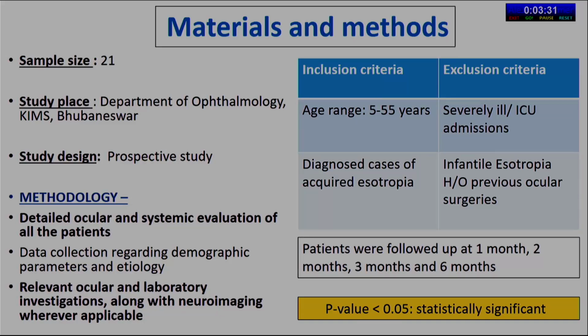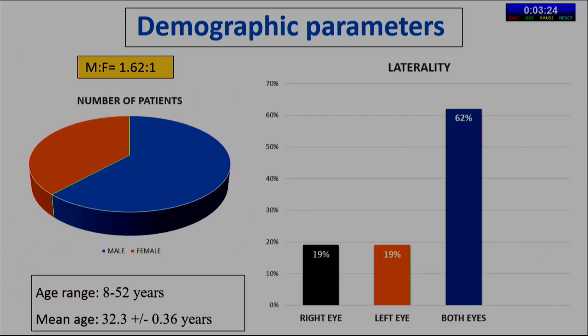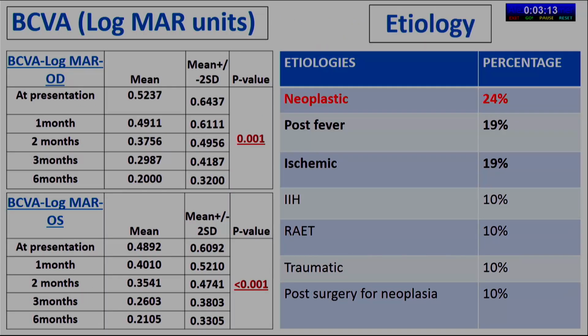Statistical analysis done gave us a p-value of less than 0.05, which was considered as statistically significant. On coming to demographic parameters, the mean age was 32.3 plus minus 0.36 years. There was a male preponderance in our study participants. Most common presentation was bilateral. On best corrected visual acuity, from presentation to follow-up of 3 and 6 months, there was a significant improvement in vision from 0.5 to 0.2. Coming to etiologies, neoplastic origins were most common, followed by post-fever and ischemic.